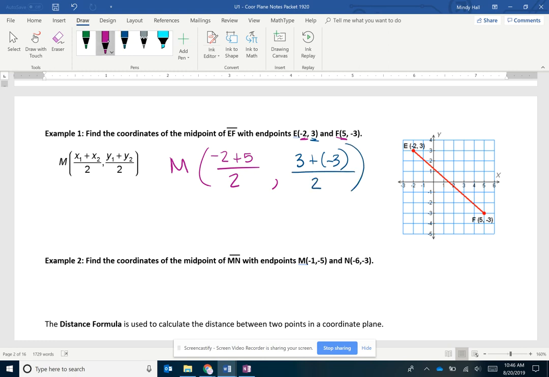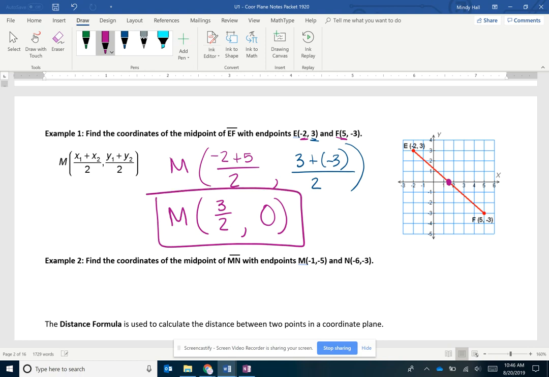So then when I do midpoint, -2 plus 5 is 3. So I would have 3 over 2. And then 3 minus 3 is 0. So 0 divided by 2 is just 0. So then if you want to double check this, 3 over 2 is 1.5, which should be right here. And 0 means it's on the x-axis. And you notice it is right smack dab in the middle of that line.